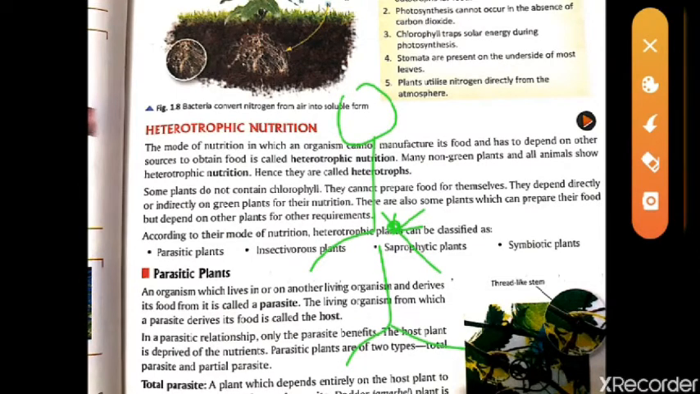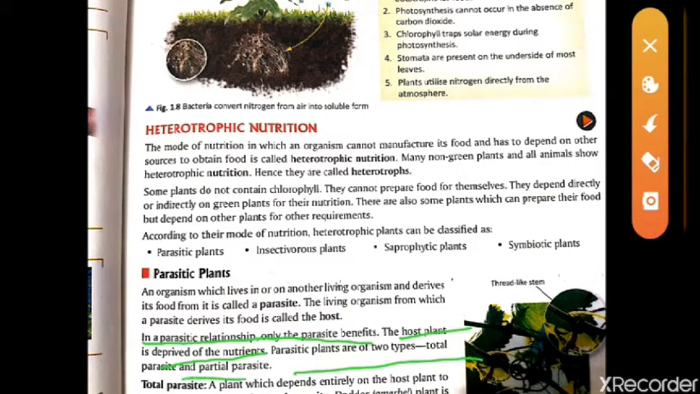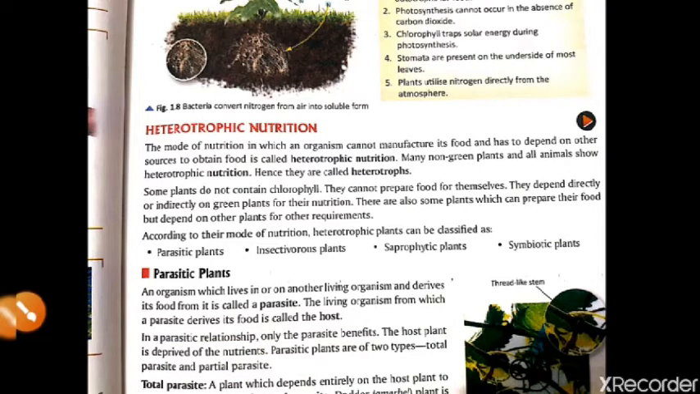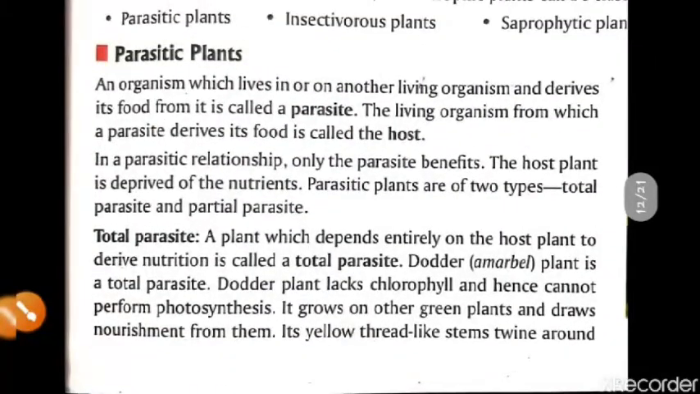So these are known as parasites, and we are the hosts for them. In a parasitic relationship, only the parasite gets the benefit. I have already told you that only one will get the benefit and one will get the loss. The host plant is deprived of nutrients; it gets very little nutrition. Parasites are of two types, the total parasite and the partial parasite. Let's see what the total parasite and the partial parasite are.